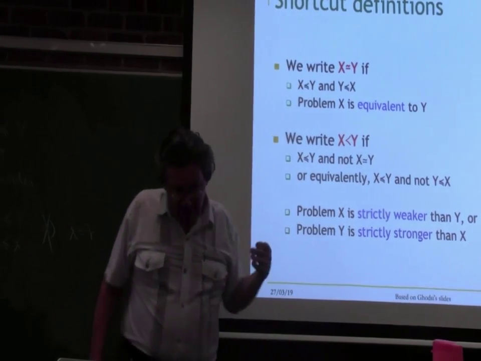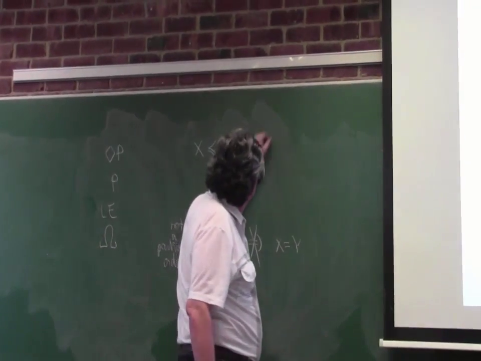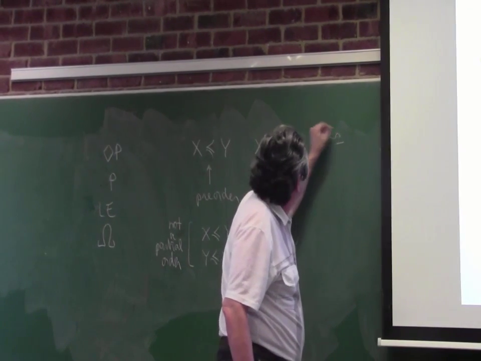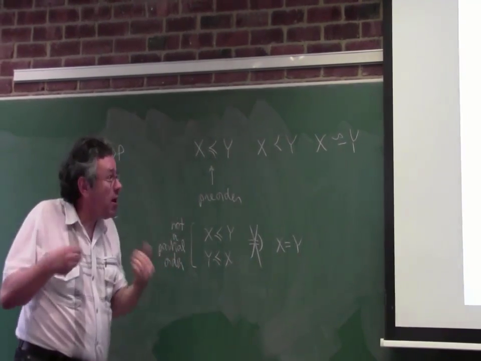So you can see there's different kinds of comparisons. There's x is reducible to y, x is strictly weaker than y, or x is equivalent to y. So there are different ways to compare problems.